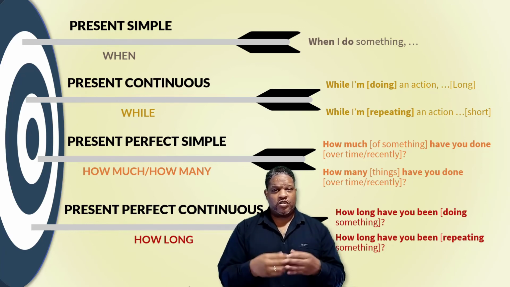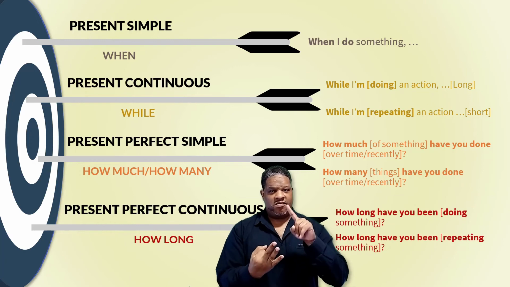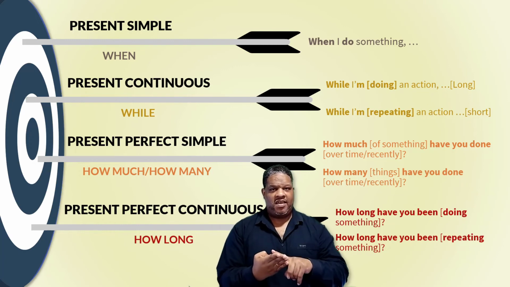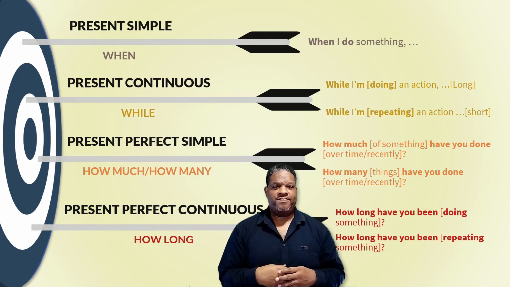So those are the 4 basic ways to think about and use this on a regular basis. When, while, how much or how many, how long. These are the questions that the 4 tenses answer.